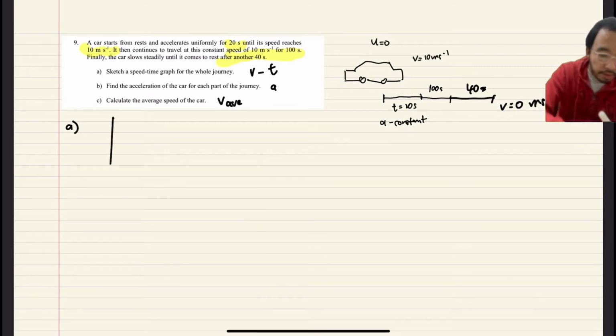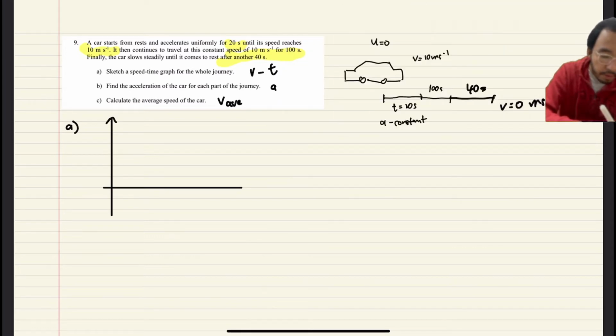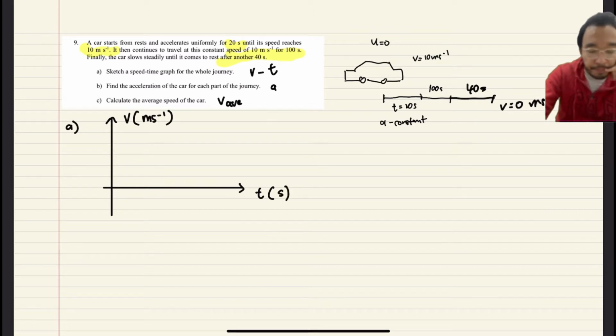First things first, you draw the axes. You use the correct units. You know that we are only discussing the positive, so the V is in meters per second. If you can write everything properly, then you might get 1 mark already. For the x-axis, you have to look at your scale over here. There are key things.